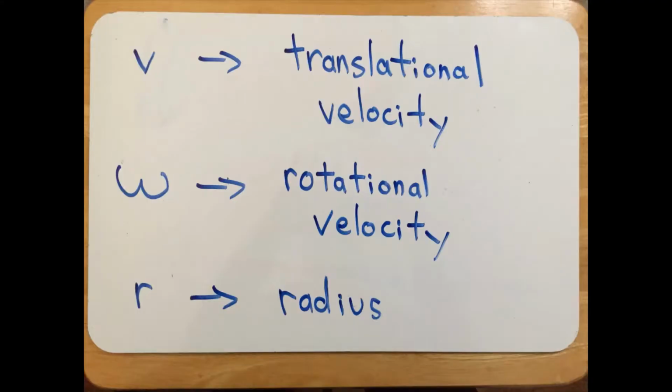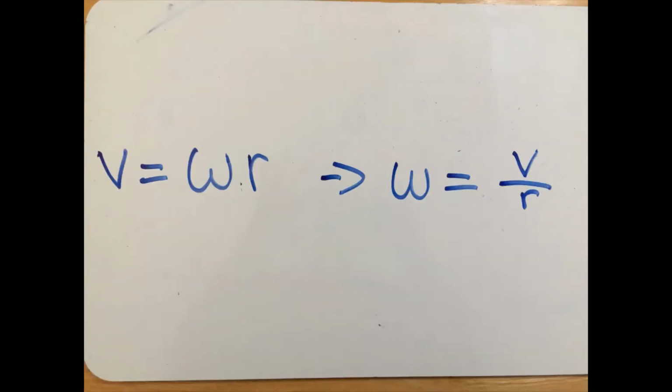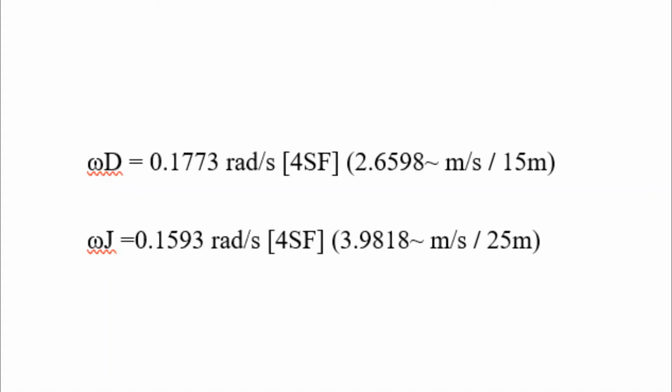With these newfound translational velocities, we can determine our respective rotational velocities using the equation v equals omega r, or translational velocity equals rotational velocity times radius. We simply set omega as equal to v divided by r. With our differing radii, I had a rotational velocity of 0.1773 radians per second, and Joaquin had a rotational velocity of 0.1593 radians per second.